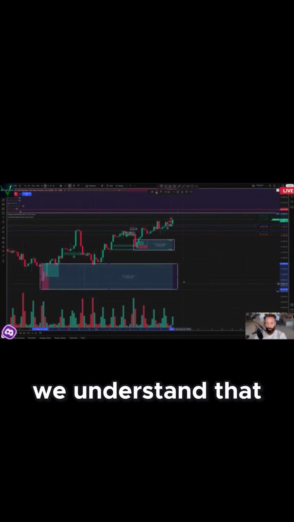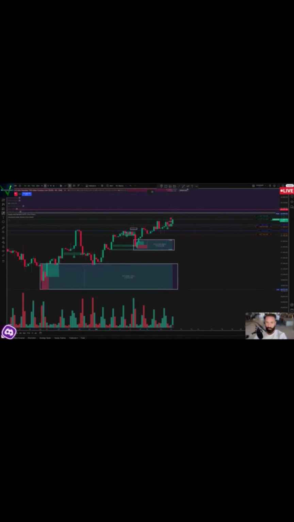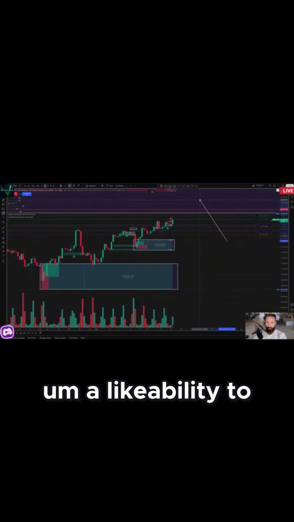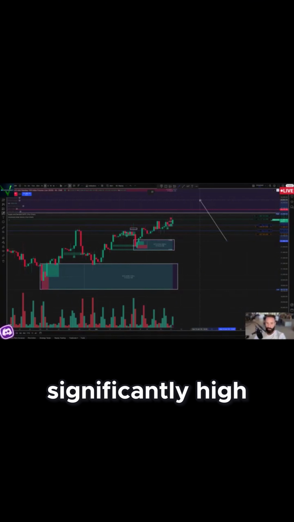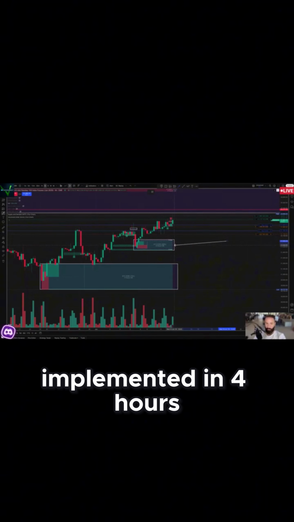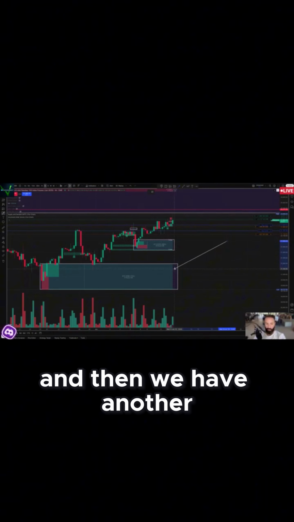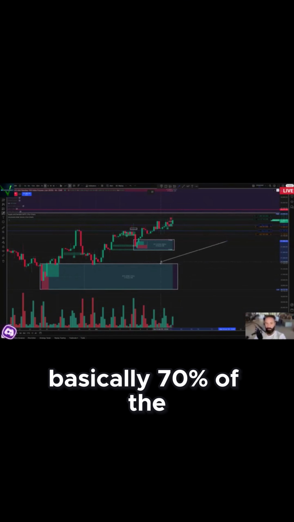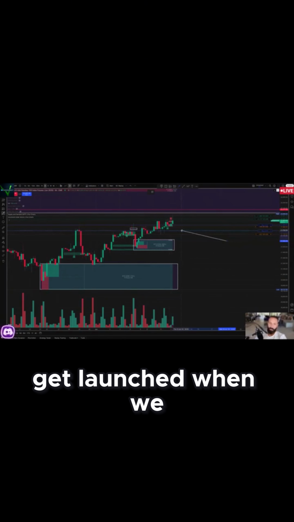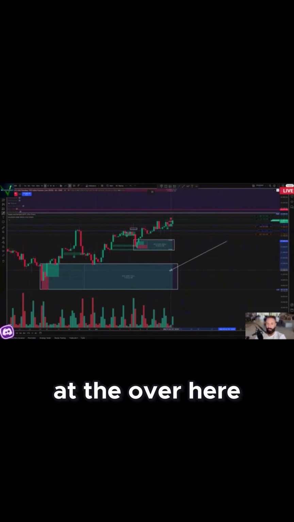So we understand that over here on the top, we have the major supply area, with the likelihood of the price to flip and reverse being significantly high. We also have a correction area which we've implemented in the 4 hours chart, and then we have another big one right here where basically 70% of the commands is already located and we're ready to get launched when the price might hit it over here.